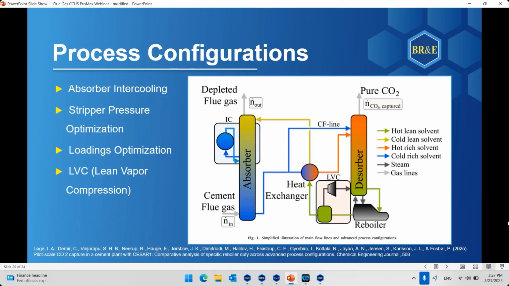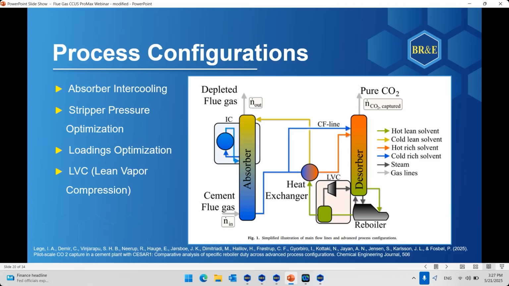There are further process configurations which can help you bring down your specific reboiler duty and in general optimize your carbon capture unit. One to mention is absorber intercooling. That can definitely bring down your SRD. The reason is that in the absorber, and we could see it on the temperature profile, you are going to get higher temperatures there. The reason is that the CO2 reaction with the amines is exothermic, so it's producing heat. If you want to help it, you want to do some intercooling in the absorber to get the temperatures down and help with the reaction. So intercooling can help you.